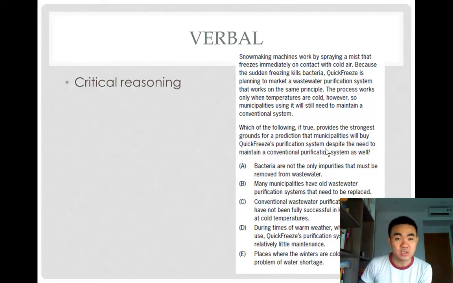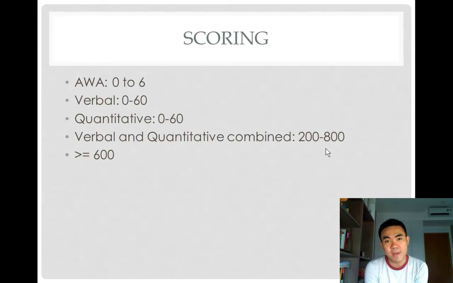Alright, so above are the components that make up the format of the GMAT exam. Now, how is the GMAT scored? There are three separate types of scores for the GMAT. There is one separate score for the AWA, the Analytical Writing Assessment, and it ranges from 0 to 6. The verbal and the quantitative parts each range from 0 to 60, where scores below 6 or above 51 are extremely rare. After the verbal and quantitative sections are scored separately, they are combined to give you a score from 200 to 800.